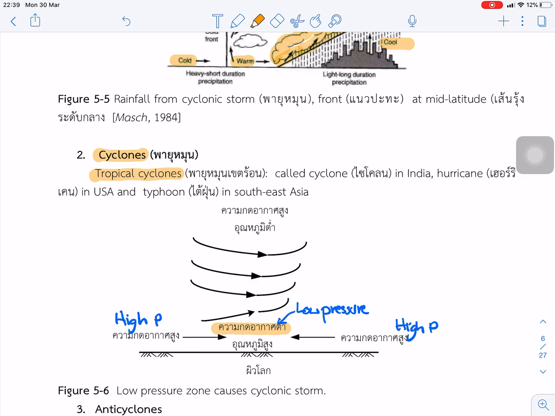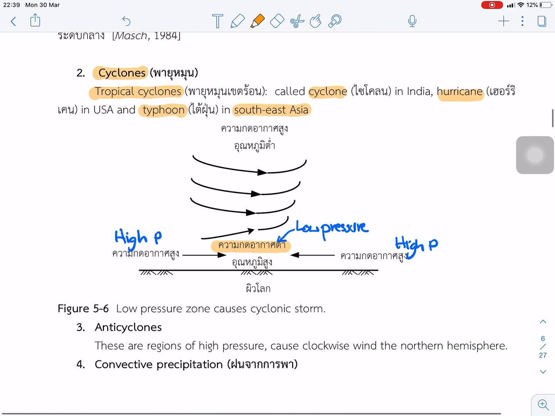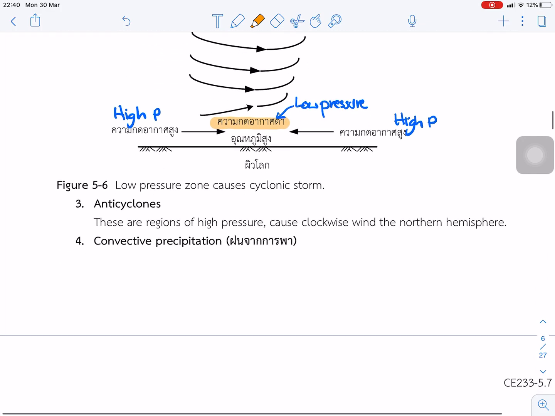This cyclone in India we call cyclone, and in America we call hurricane. And if this tropical cyclone has stronger wind, we call it the typhoon, in Southeast Asia. Another mechanism we call the anticyclone, which is the opposite direction to the cyclone. It moves from the high pressure center out to the other points.